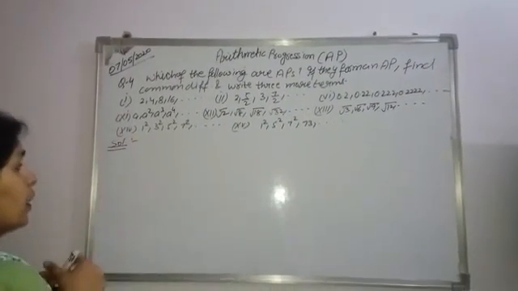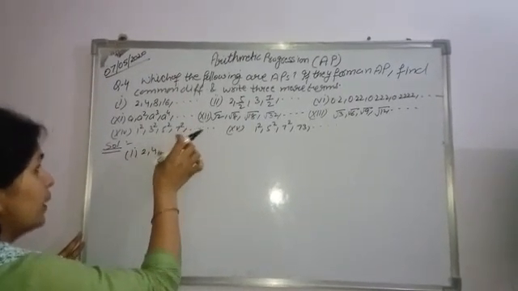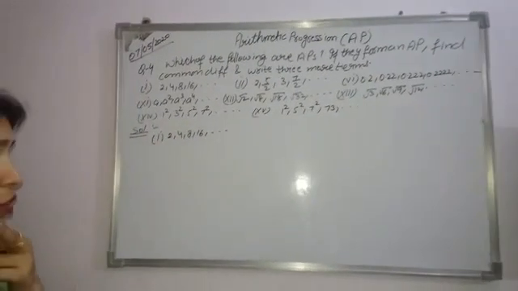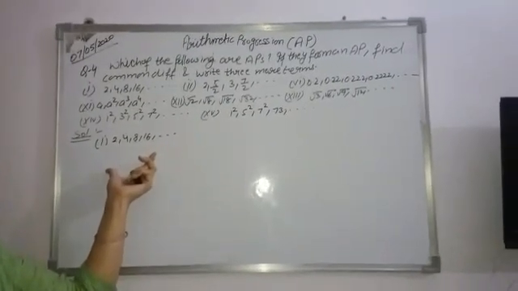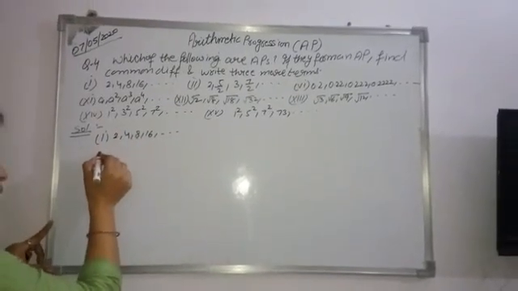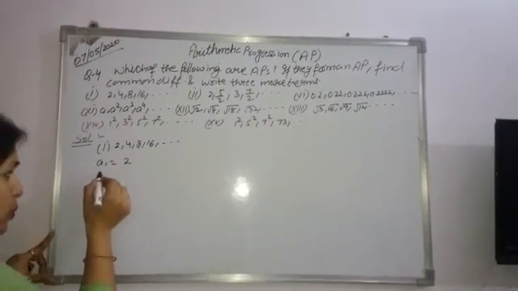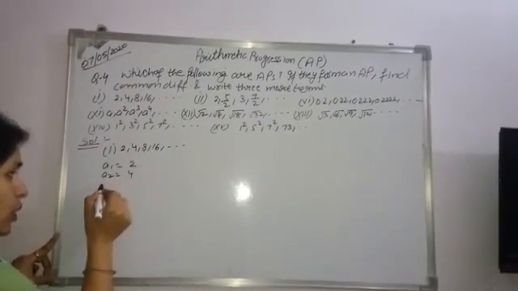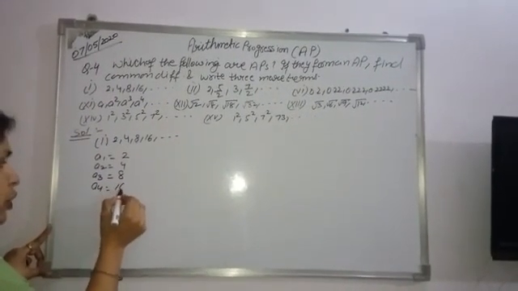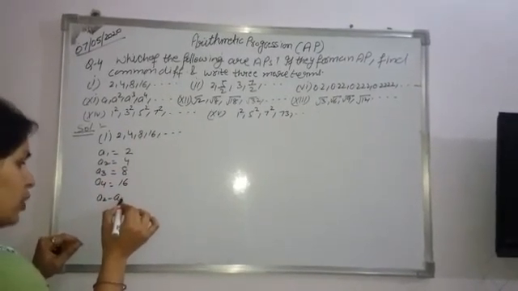Now come to the first part. Here the values are 2, 4, 8, 16 and so on. If we want to check whether these numbers form an AP or not, you simply have to find the difference. I told you that we denote the first term by A1. Here A1 is equal to 2, A2 is equal to 4, and the third term we denote by A3, and the fourth term by A4. Now calculate the difference. Difference means A2 minus A1.